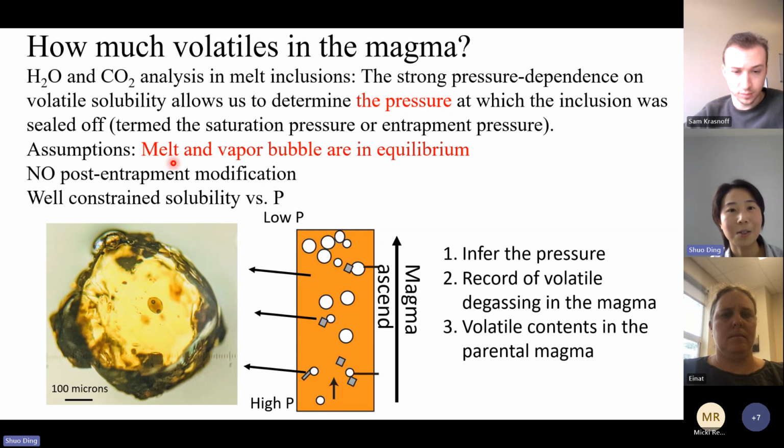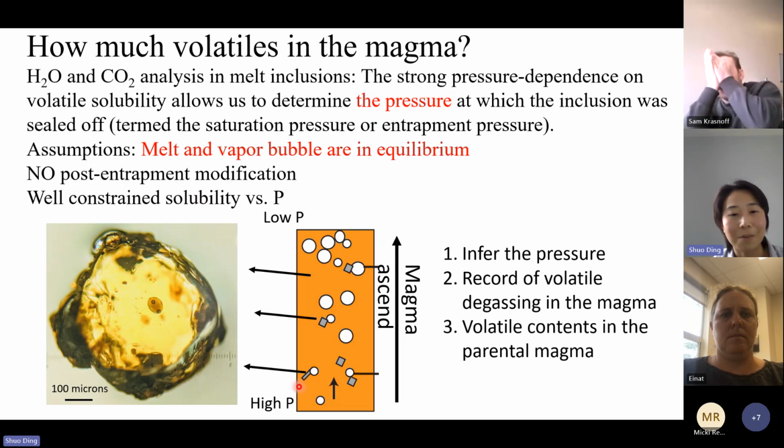If we assume that when the melt inclusion was entrapped, the magma was already volatile saturated, then because the solubility of volatiles, particularly CO2 and water, is sensitive to pressure, we can use the CO2 and water concentration in the melt inclusion to infer the pressure. And just imagine if we look at a lot of melt inclusions that were entrapped at different pressures along this decompression path, then it will give us a record of the whole degassing process.